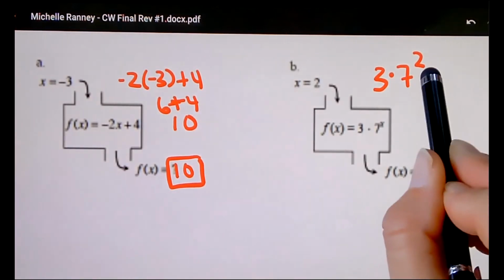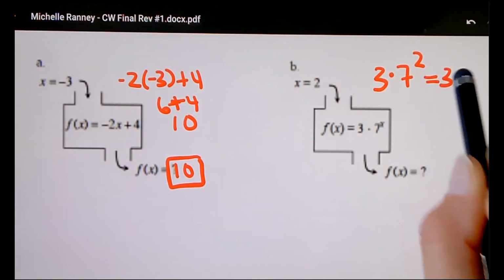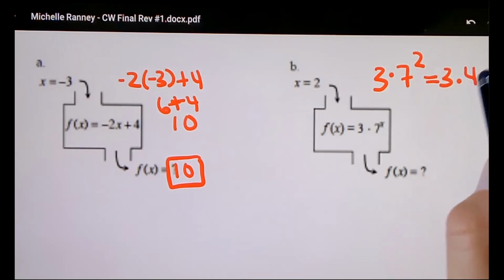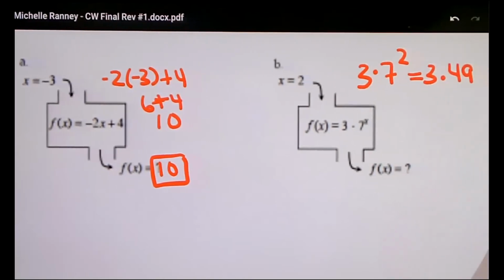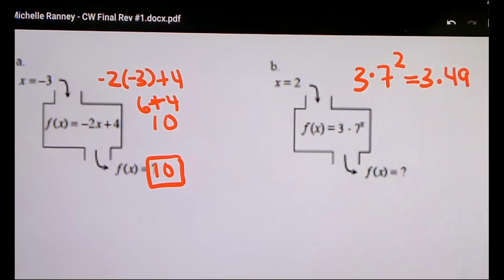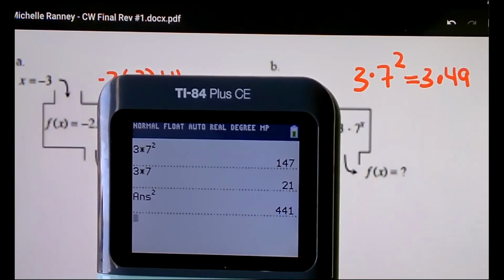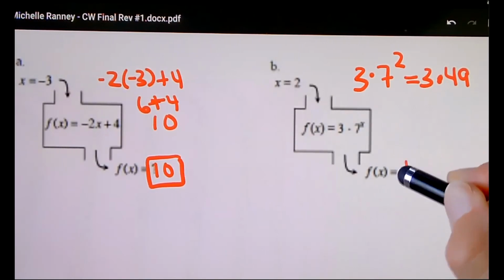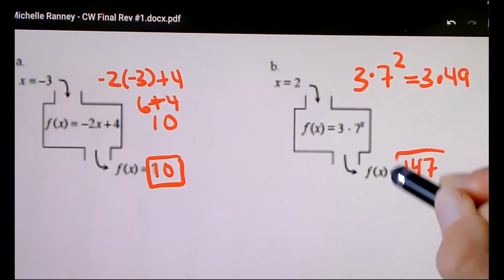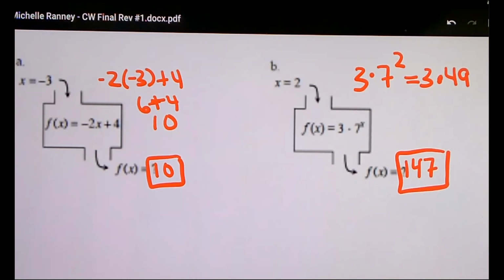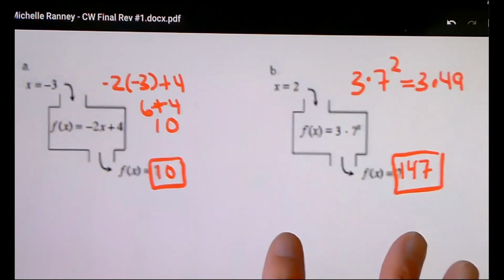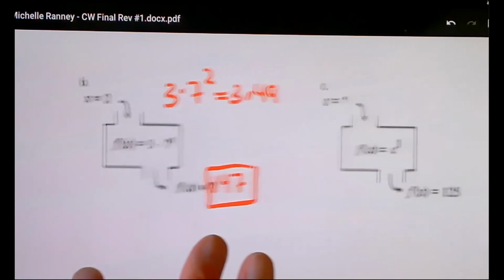So I'm just going to write out that this is really 3 times, and 7 squared is 49. But again, you can put that in your calculator. It will give you the proper answer lots of times. And I ended up with the top number, which was 147, and that's our answer, 147. So you just have to be careful with how you enter things into the calculator.